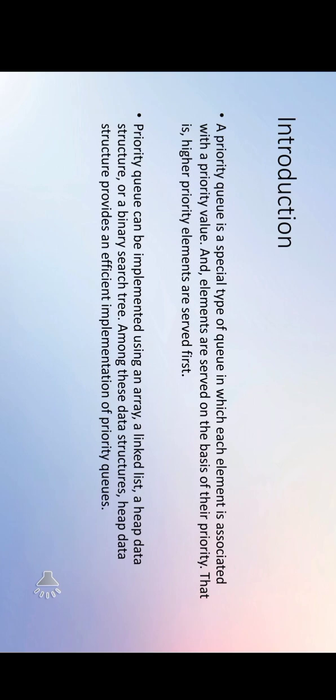a descending order. A priority queue can be implemented using an array, a linked list, a heap data structure, or a binary search tree. Among these data structures, a heap data structure provides an efficient implementation of a priority queue.